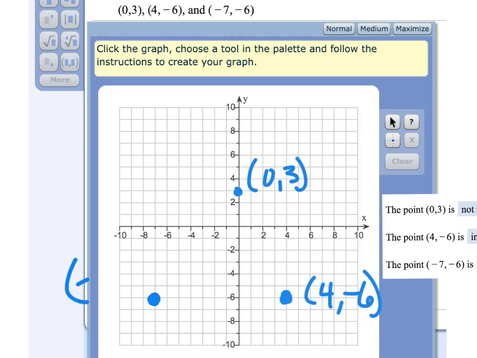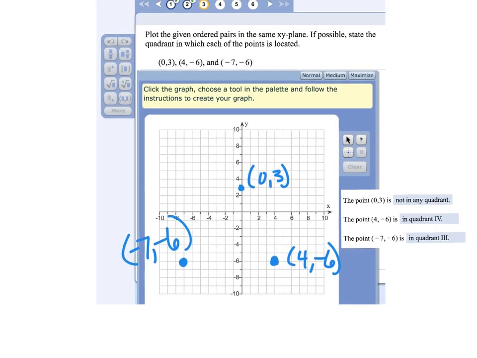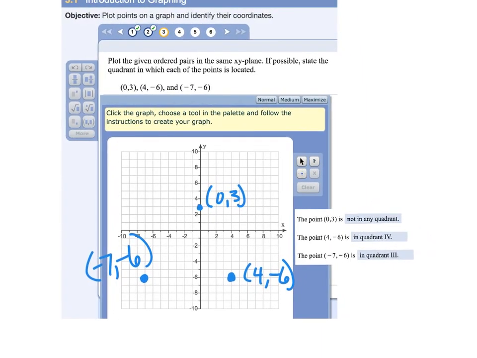To the left 7, down 6. Now the other thing they wanted us to do is identify the quadrants that each of these are in. So remember, this is quadrant 1, quadrant 2, quadrant 3, quadrant 4. So we know that -7, -6 is in quadrant 3. We see that 4, -6 is in quadrant 4. But 0, 3 is in neither quadrant, so it's not in a quadrant. And so that's why we've got this little thing right here.